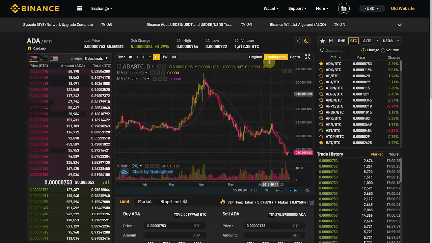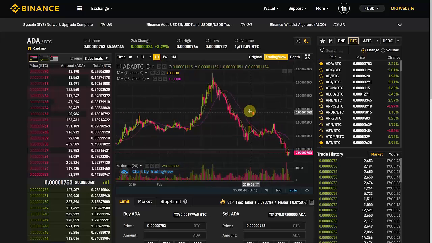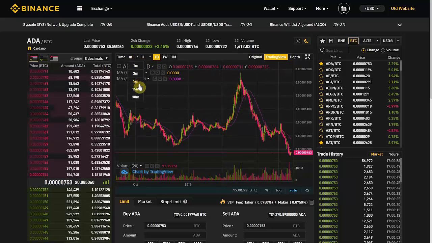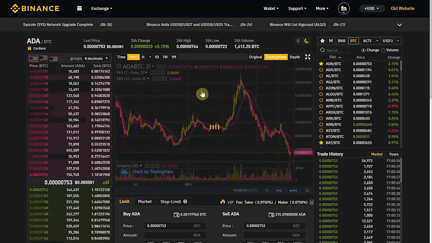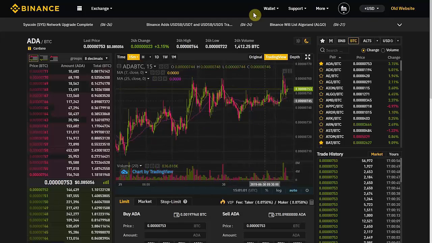TradingView, if you don't know, is a really good platform. It has all sorts of charts and indicators for the stock market and the cryptocurrency exchanges. So I always use the TradingView chart over here. You have the time frame selection, and it works really well inside the Binance website.